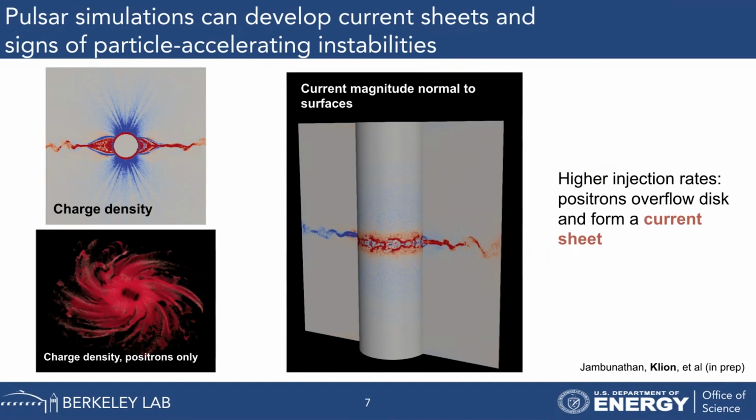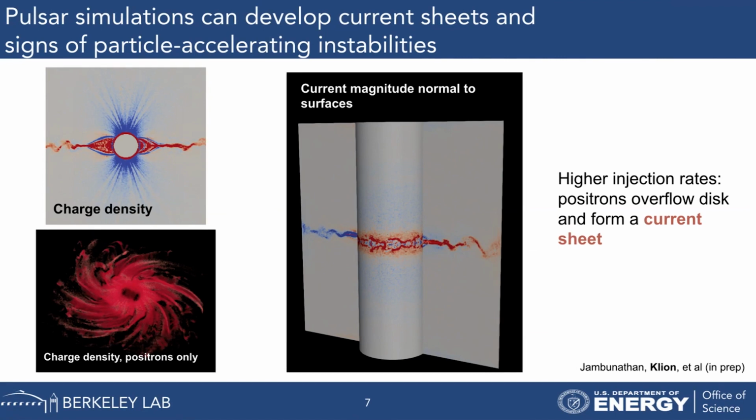To get these current sheet structures, we have to increase the rate of injection, which corresponds to a stronger magnetic field. So this is another one of Reva's simulations, this time with a higher injection rate. So we're starting to see a sheet of current extending outwards. So in this case, electrons in blue and positrons in red. This is showing charge density, showing the sheet starting to form.